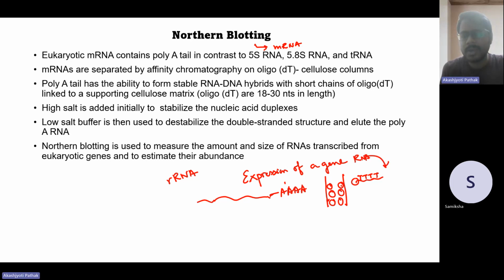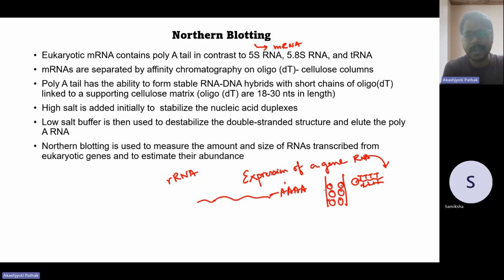add your isolated RNA through the column, only the mRNA will bind. The mRNA will have a poly A tail, and they will bind to these beads which are tagged with poly T sequences, oligo dT sequences. Once the binding is complete, you can elute it by changing the buffer conditions. So the mRNA are separated by affinity chromatography on oligo dT cellulose columns. The poly A tail has the ability to form stable DNA-RNA hybrids with short chains of oligo dT linked to a supporting cellulose matrix.